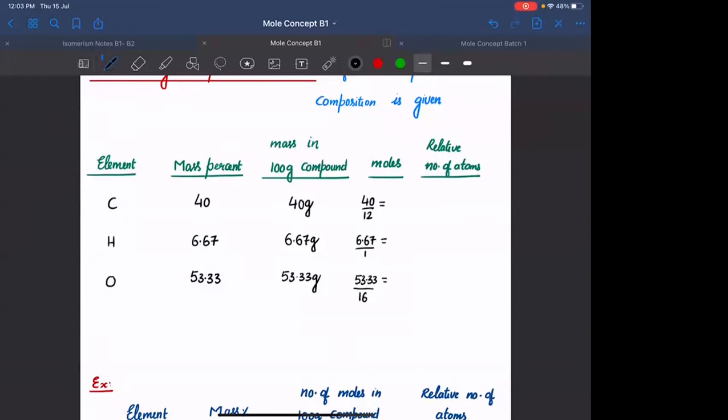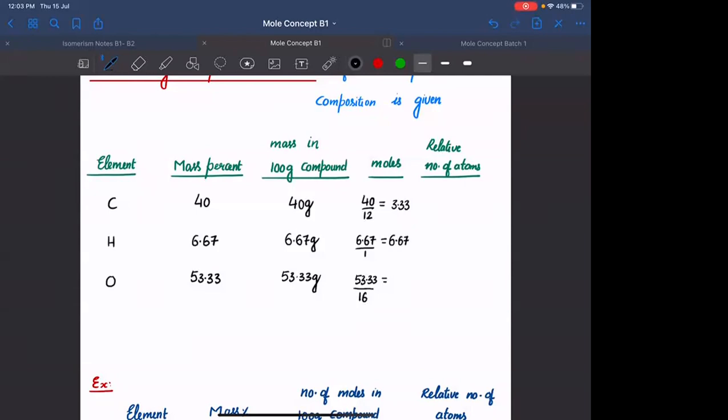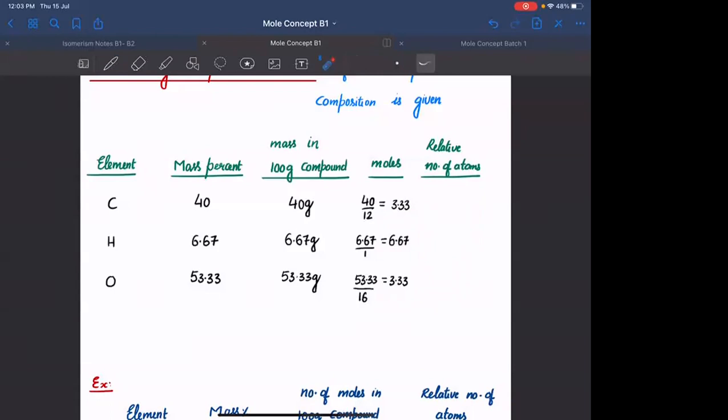What is the value of 40 upon 12? 3.33. This is 6.67. Okay, 53.33 upon 16, I think that's also 3.33. Relative number of atoms matlab divide each of these numbers by the smallest number. What is the smallest number among these three? 3.33. So divide that by 3.33. So the relative number of atoms will be 1 for this.